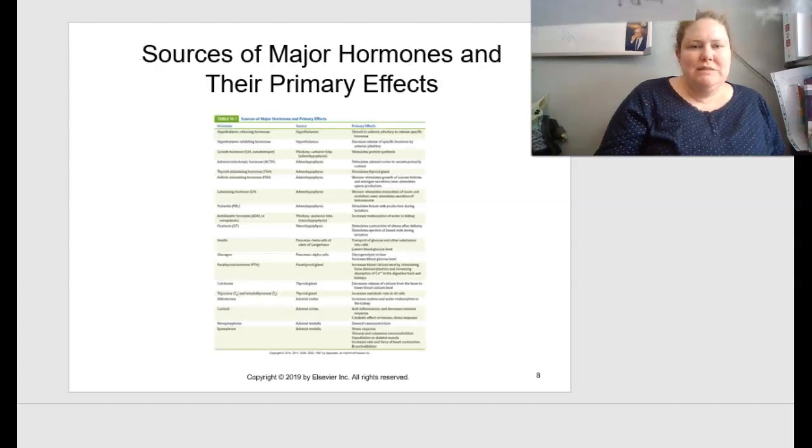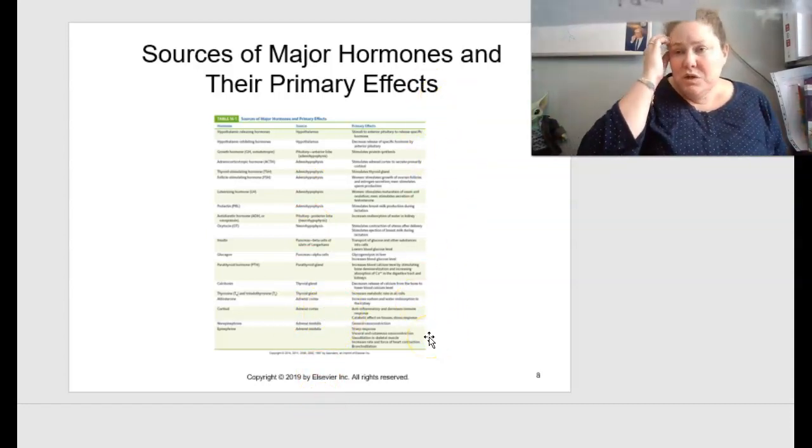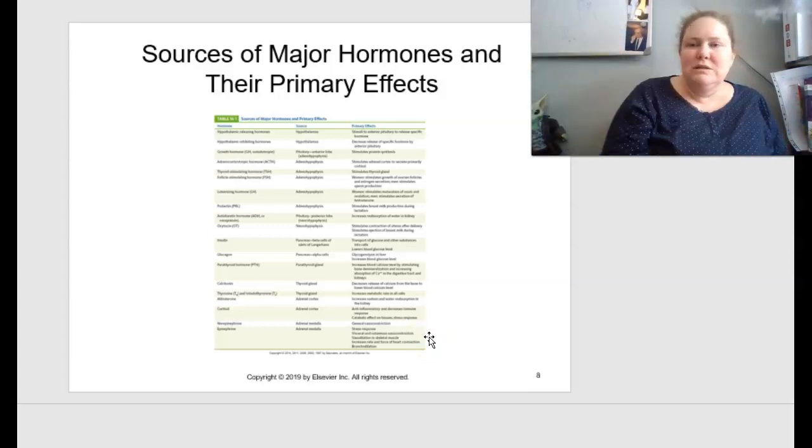Here's that nice little summary table of the sources of the hormones and their primary effects. And again, this is table 16.1. And so this is just going to say that they're hypothalamic releasing hormones, hypothalamic inhibiting hormones, growth hormones, etc., all the way down to epinephrine. And then the source is either going to be hypothalamus, pituitary, the adenoids, all the way down to the adrenal medulla, and then also some primary effects. So this would be a great thing to put on flashcards so that if you are a flashcard type person, you can study those that way.